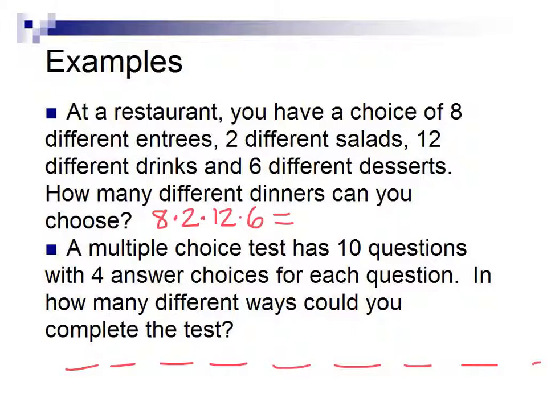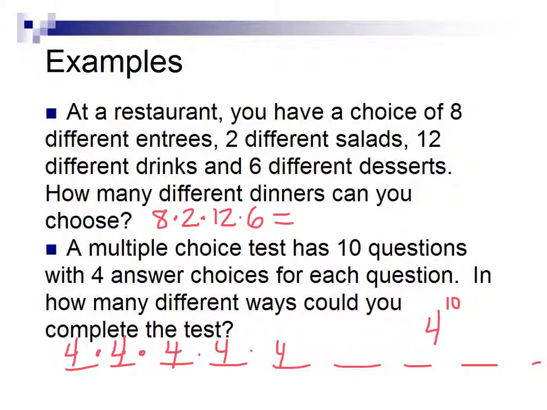Well, it's A, B, C, or D, so I have 4 different options. Then I'm going to do another question, and I'm still going to have 4 options. I can do A again. It's okay for it to repeat if it needs to. The next one, still 4, still 4, still 4. So it's not 4 times 10. You should have ended up with 4 to the 10th power.